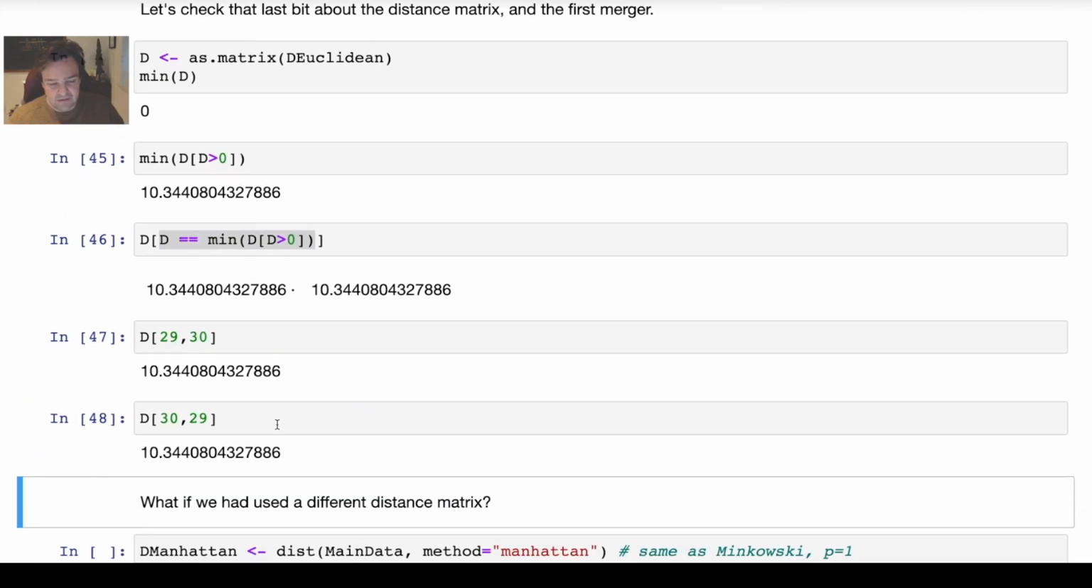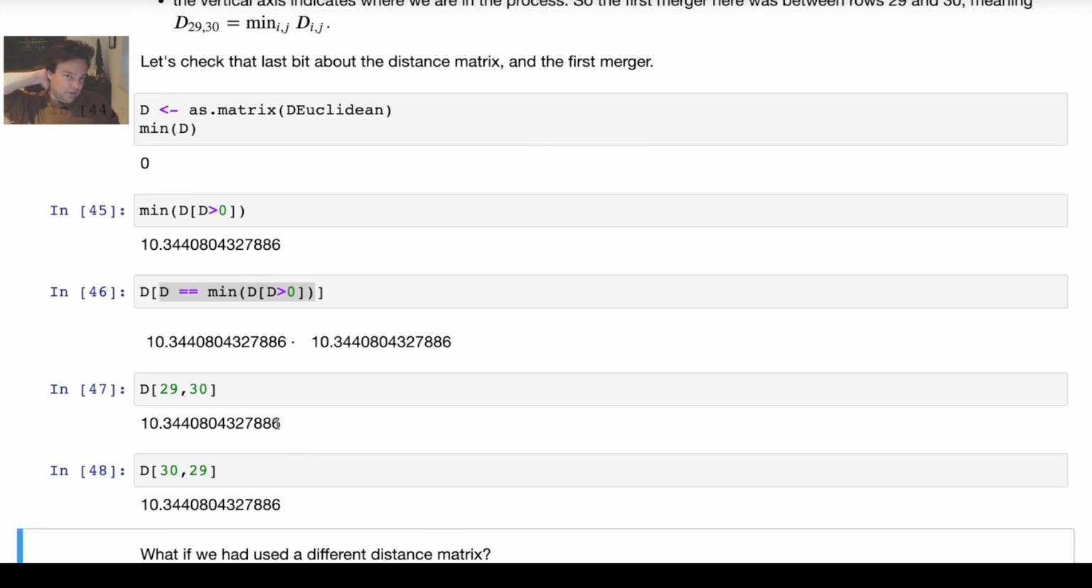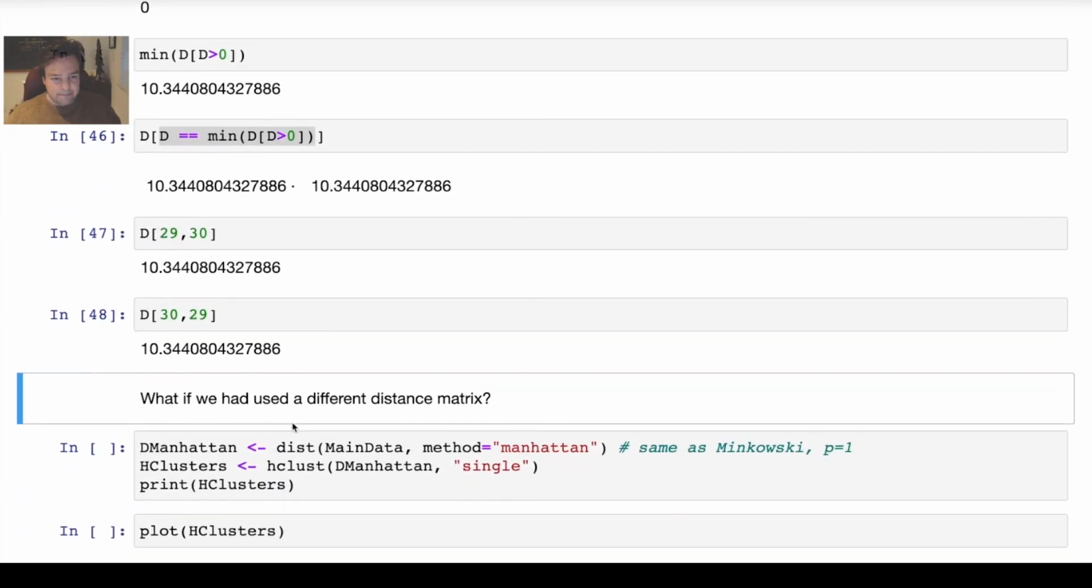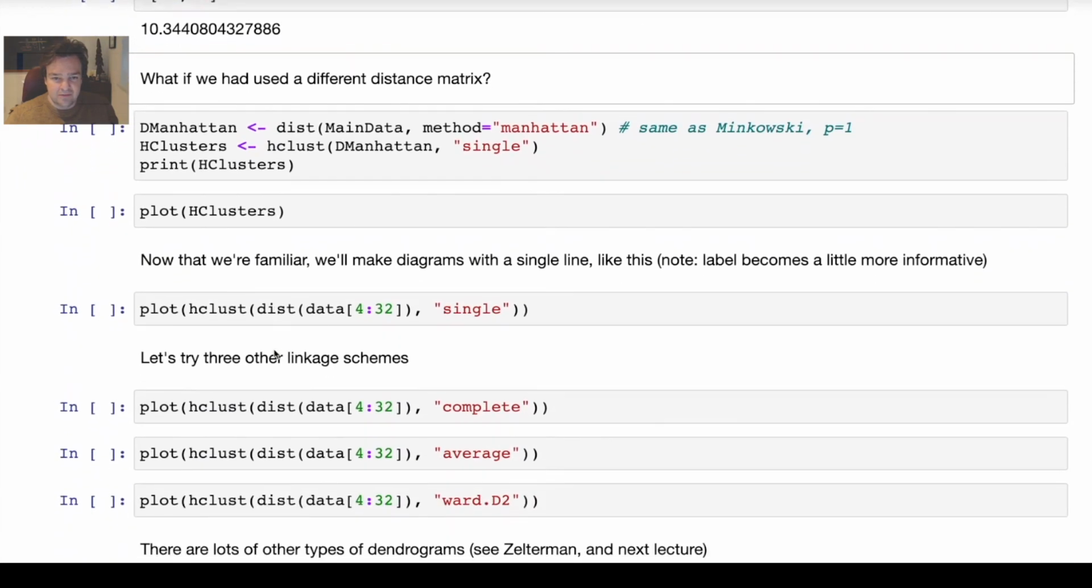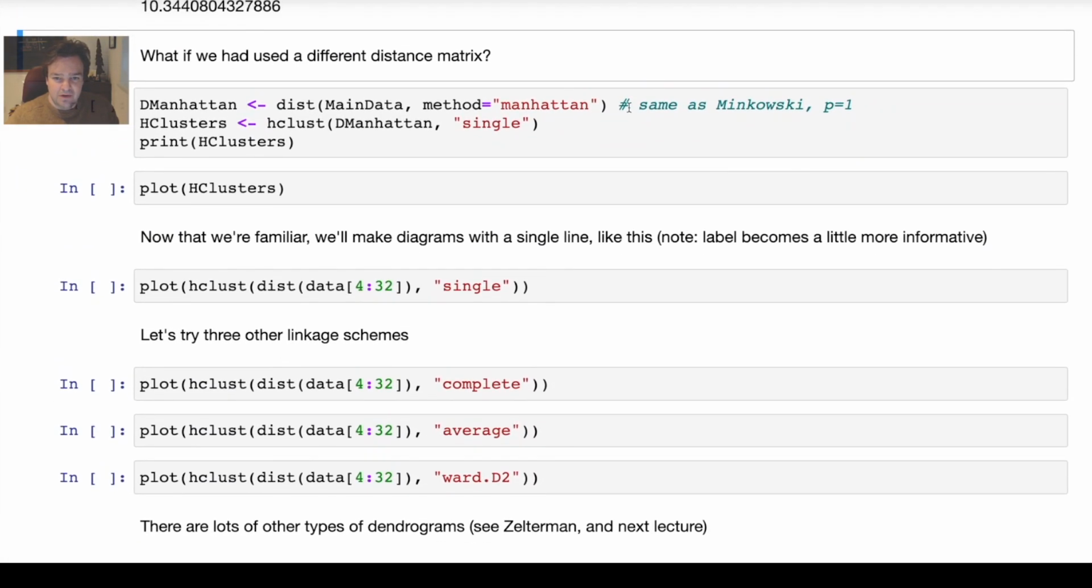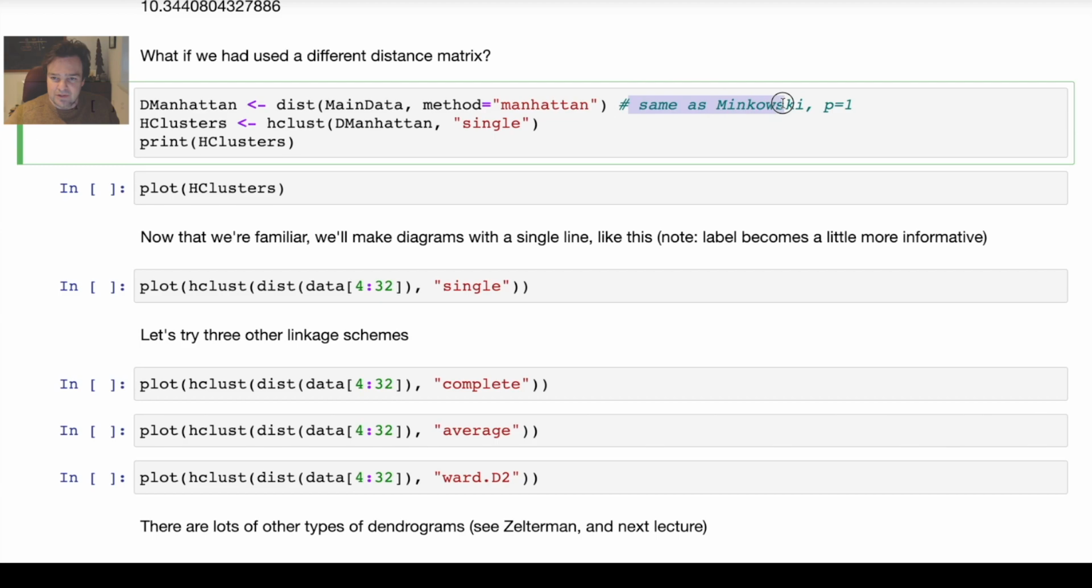And so that's just checking that indeed the first merger on that diagram was the merger between things that had the smallest distance. Okay, and so now we'll try it with a different distance matrix, probably one that makes a little more sense in this case. We'll use the Manhattan distance. I don't know if I've ever mentioned this, but that's the same as the Minkowski distance measure with the power parameter p set to 1.